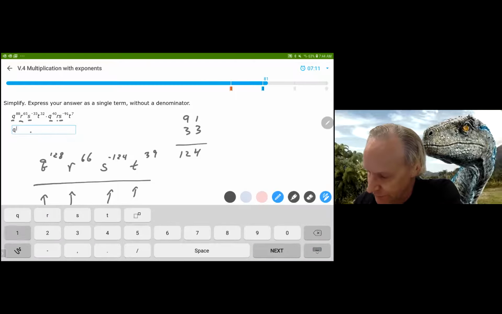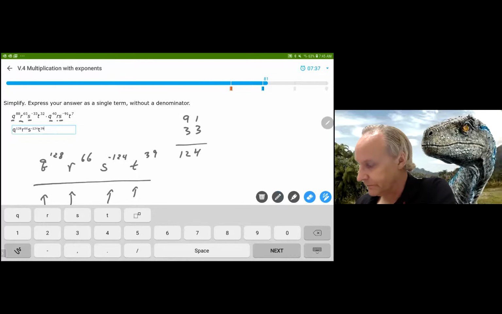Q raised to the 128. And then I got to move it, R raised to the 66. Don't forget, you got to touch your thing to go back to the base. S raised to the -124. And finally, T raised to the 39th. I'm going to erase it just real quick to make sure I've actually got them correct there. And it looks good.